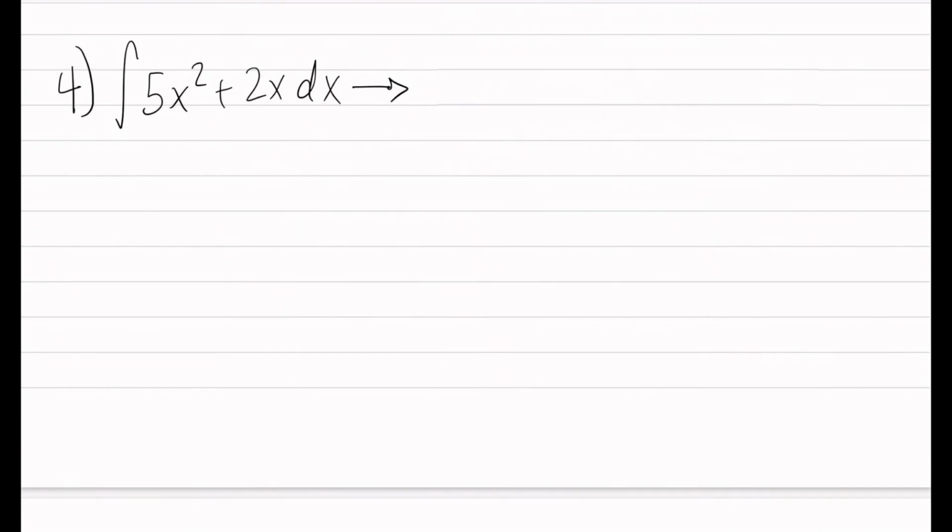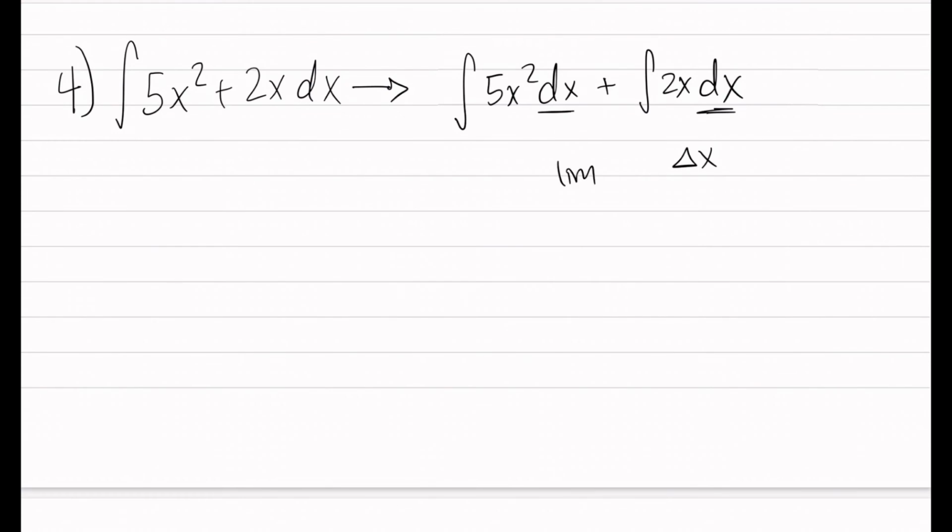Moving on to the last one. A property of integrals is that you can actually divide them up. So this integral of 5x squared plus 2x dx is also going to be equivalent to the integral of 5x squared dx plus the integral of 2x dx. Again, dx is also equivalent to delta x, and that, as we remembered from earlier, is what we are taking the limit of as it approaches 0.